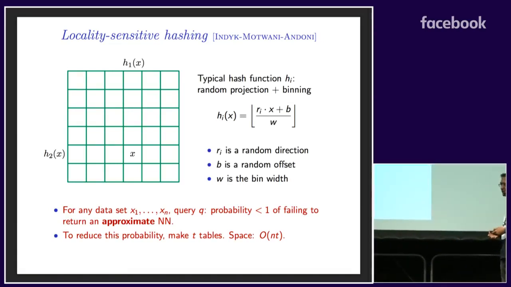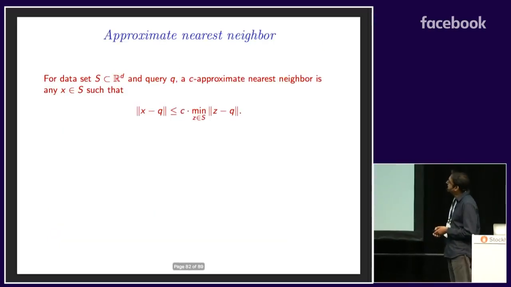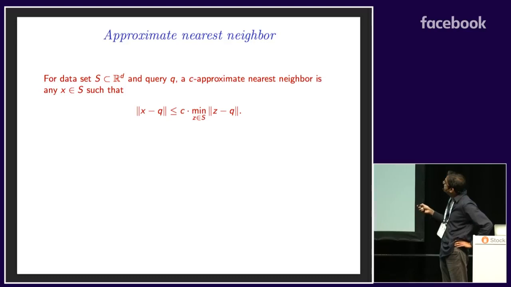Okay. So what do I mean by approximate nearest neighbor? Well, basically, a C approximate nearest neighbor is one that is at most C times as far away as the closest point.